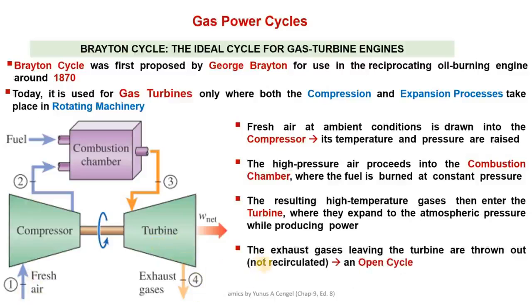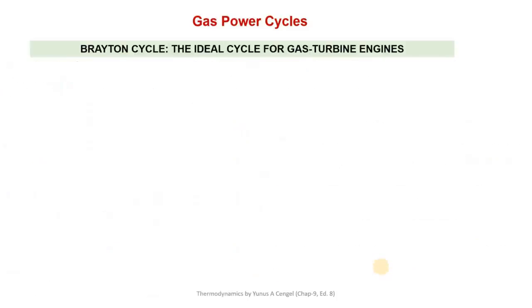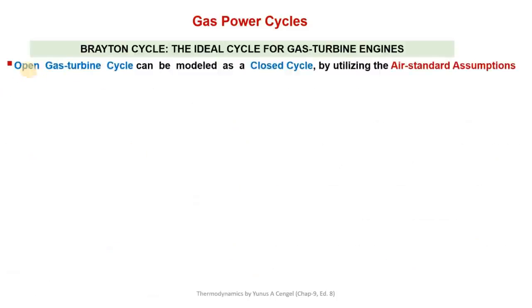So that is written here. The exhaust gases leave the turbine, are thrown out, not circulated. That's why it is an open cycle. Yeah. So these open gas turbine cycles can be modeled as closed cycle by using the air standard assumptions. So if you remember, we used those air standard assumptions. We learned about these assumptions in Thermo 1 in the last chapter.